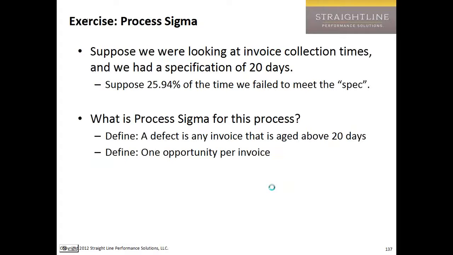All right. Now, I also want to demonstrate one other thing. Suppose we're looking at invoice collection times, and we have a specification of 20 days, and suppose that 94% of the time we failed to meet the spec. Define what my process sigma is for this process. So we need to define a defect as any invoice that's aged above 20 days. Any invoice that ages above 20 days is counted as a defect. We're also going to define that there's only one opportunity per invoice.